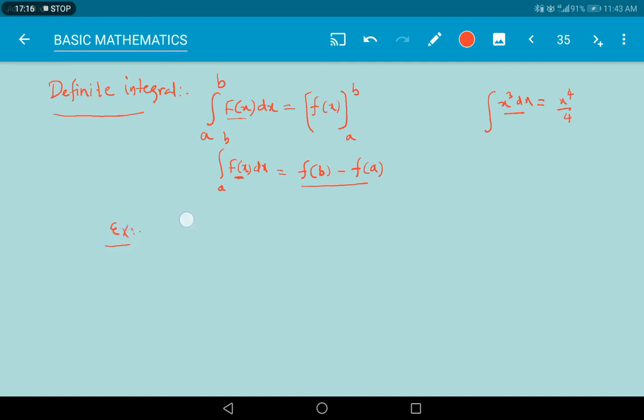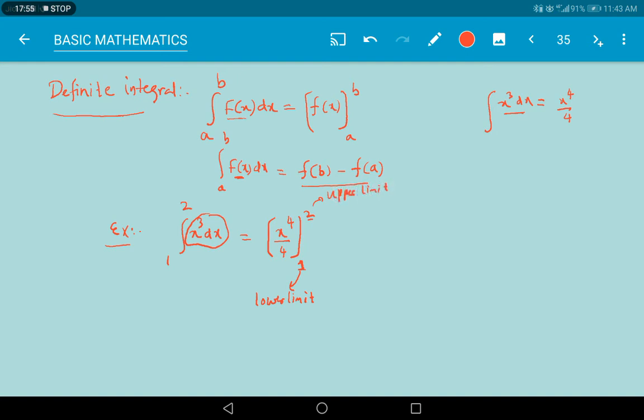Let us take one example here. The same example I am taking: integration of x cube dx, find its value within the limits of 1 to 2. So first we have to do our common integration. X to the power of 3 dx is nothing but x to the power of 4 by 4, with limits 1 to 2. So the starting point is 1 and the ending point is 2. This is known as the lower limit, where we start the function, and where the function ends is known as the upper limit.